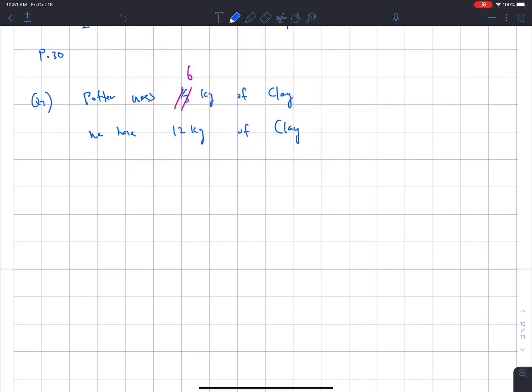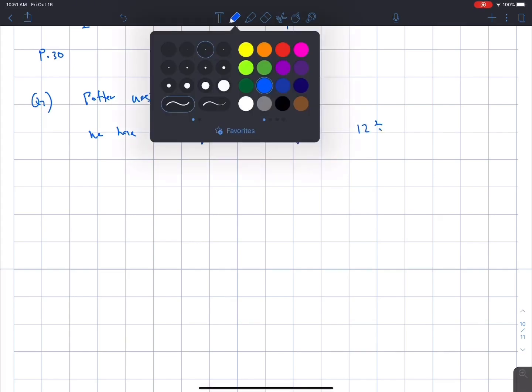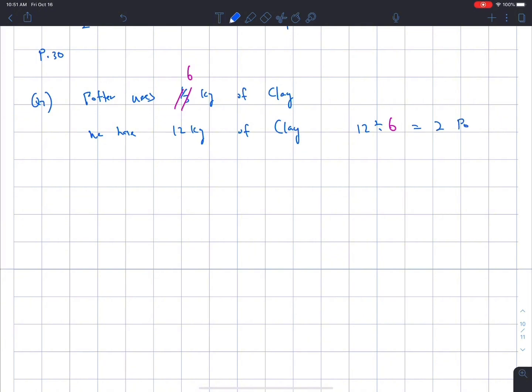So how did we do it? We really just did 12 divided by 6 to get the answer 2. So again, if you're dividing with easy numbers, we will also be dividing with difficult numbers. So the problem is really asking what is 12 divided by 1/3. Okay, so we know how to do this already. 12 over 1 times 3 over 1, and we get 36. So this will be 36 potters.